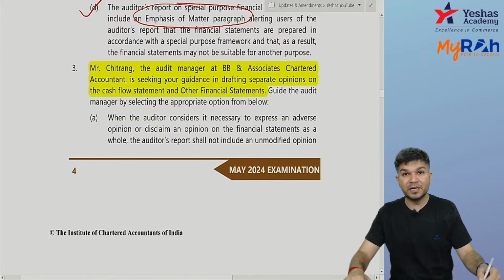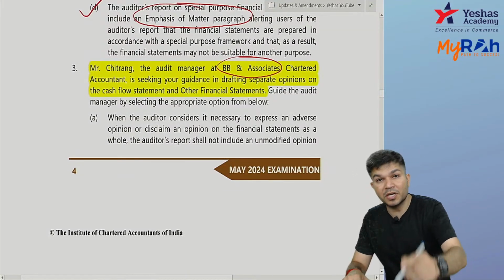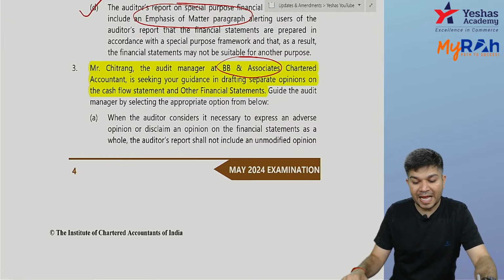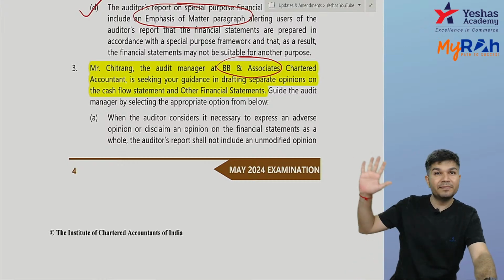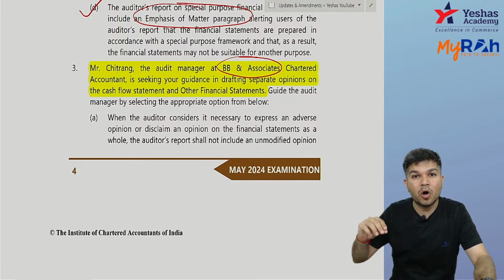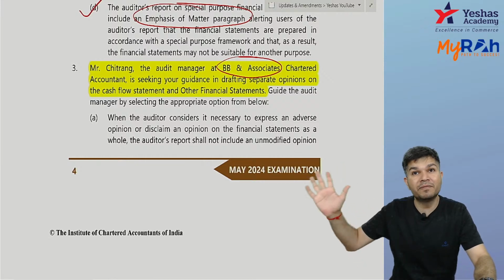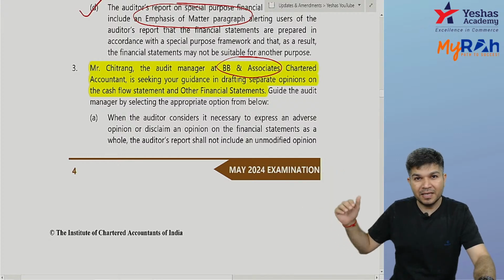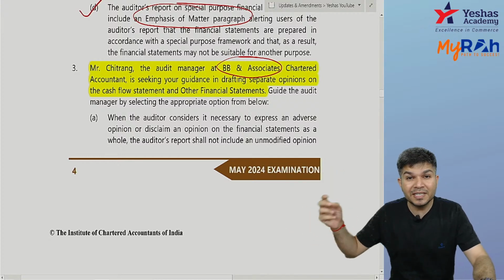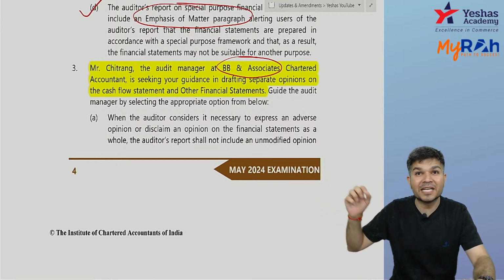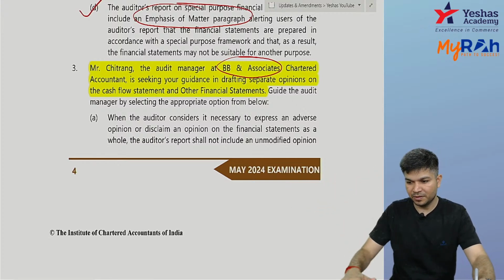Mr. Chitrang, the audit manager at BB and Associates. BB and Associates is a general purpose auditor. They are taking your guidance for separate opinion on cash flow and other financials. I told you, if other financials are adverse, cash flow cannot be clean. If other was qualified, not adverse, if balance sheet and P&L have some qualification, cash flow can be clean. But here, if they are adverse or disclaimer, cash flow cannot be clean. Okay, let's see.